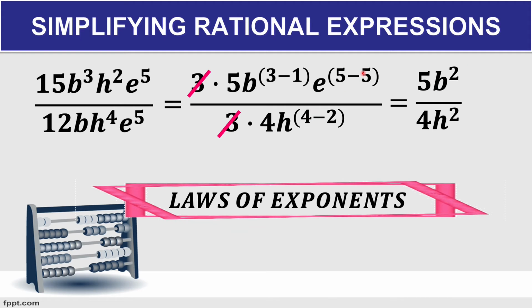Bakit nawala itong e? Kasi 5 minus 5 is 0. So, using laws of exponent, any number, any variable raised to 0, the answer is 1. Positive 1. Okay po, so wala na yun. Next, denominator natin. Copy natin siya, 4. Then we have h. 4 minus 2 is 2. Kaya naging final answer natin is 5b squared over 4h squared.